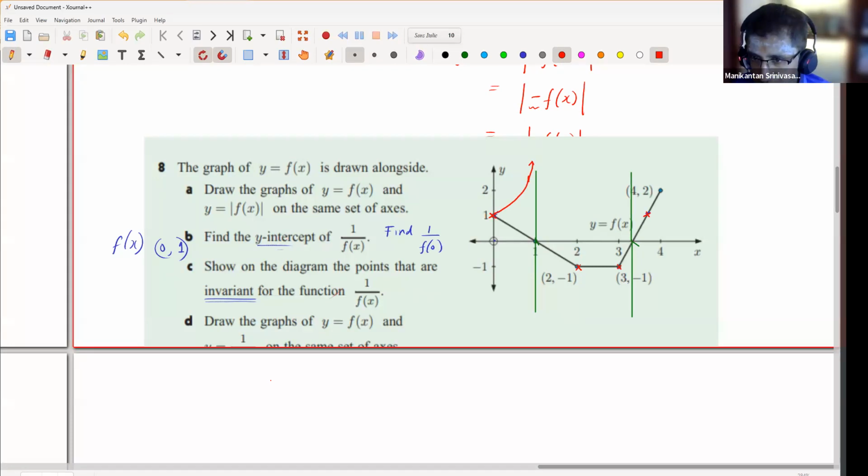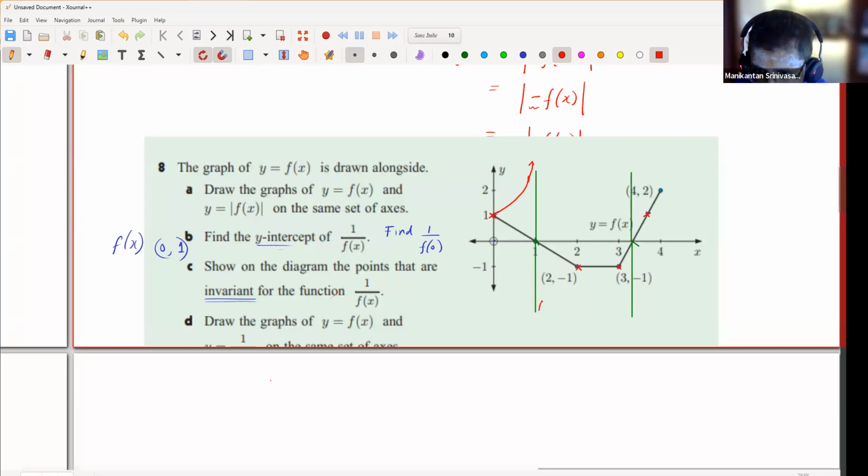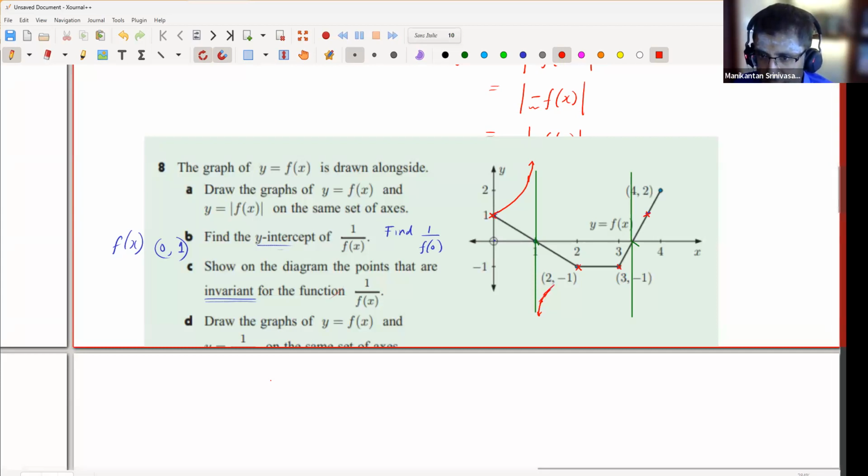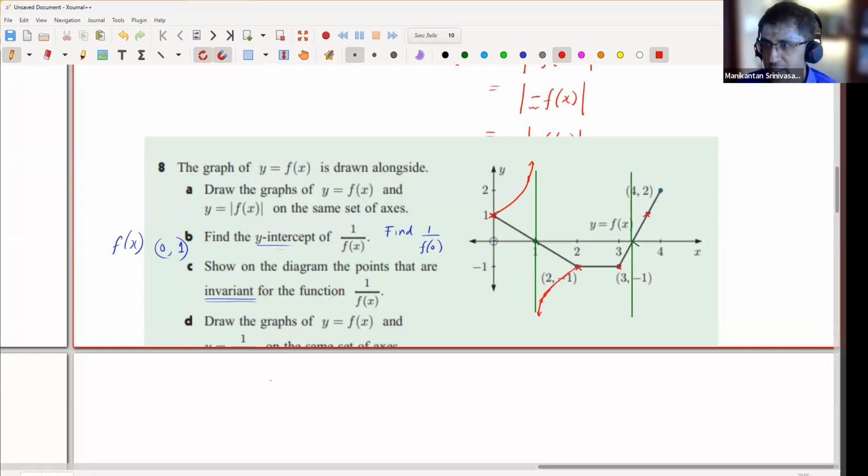Now, slightly to the right of 1, f of 1.01 is slightly negative. And therefore, the reciprocal of that will be a huge negative. So it'll start with minus infinity. And then gradually in magnitude, it keeps decreasing, but stays negative because f of x is also negative. And then we know f of 2 is -1. Therefore, the reciprocal of that is also -1. In this band, since f of x is stable at -1, the reciprocal will be stable at -1.